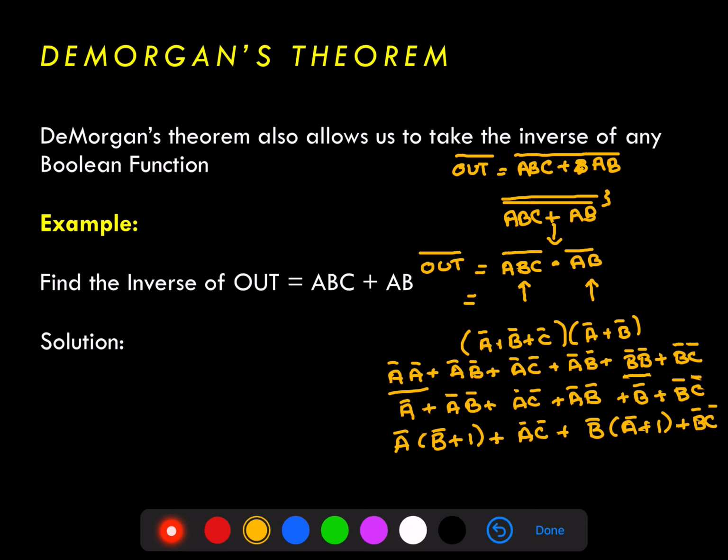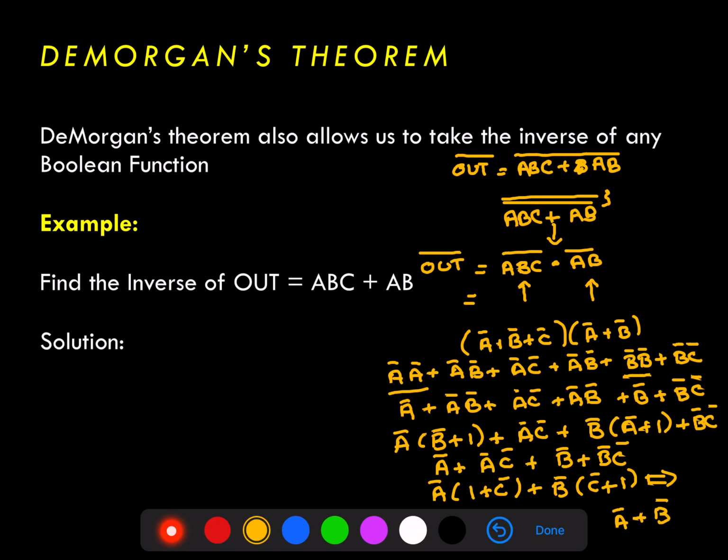Any variable ORed with a 1 gives us a 1, and then ANDed with a variable gives that variable. So this simplifies to A' or A'C', or B' or B'C'. We can do the same thing once again to get A' times the quantity 1 or C', or B' times the quantity C' or 1, which gives us finally A' or B'. And that is the inverse of our original function out.